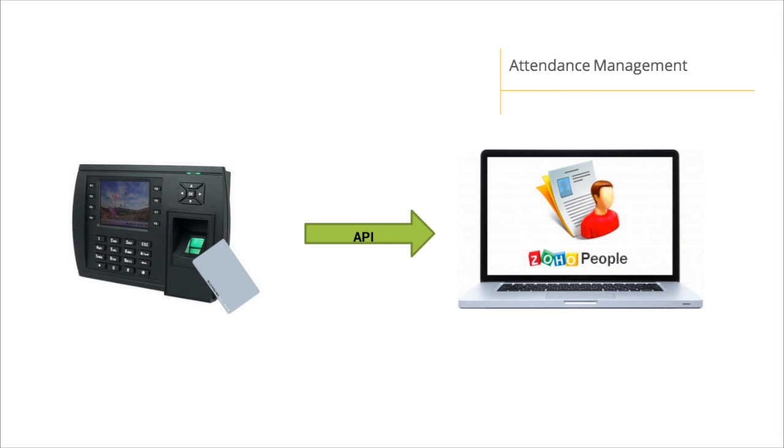Many organizations use ID cards and biometric systems for attendance management. With Zoho People, you can easily integrate with your biometric device using a simple API. Having a central attendance system ensures better control over your employees' time and effective allocation of resources.